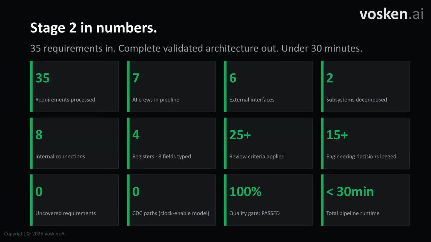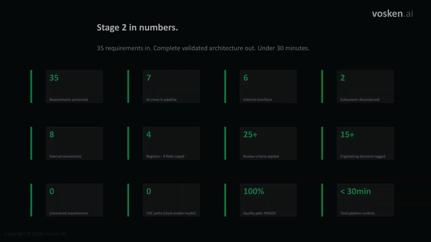35 requirements processed by 7 AI crews, resulting in 6 external interfaces and 2 decomposed subsystems. 100% requirement coverage, verified deterministically, all in under 30 minutes. This is the complete, validated, traceable architecture blueprint delivered by VoskenAI Stage 2.